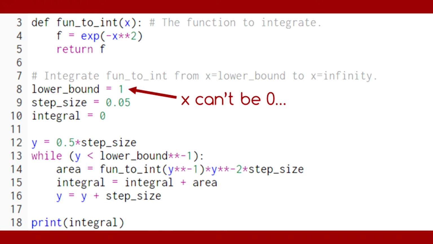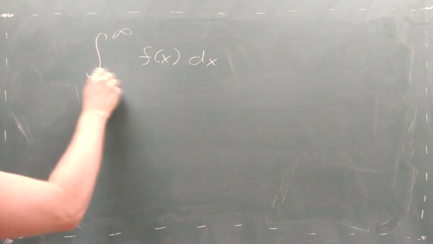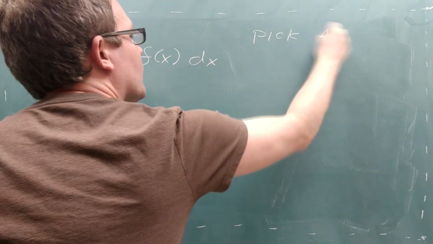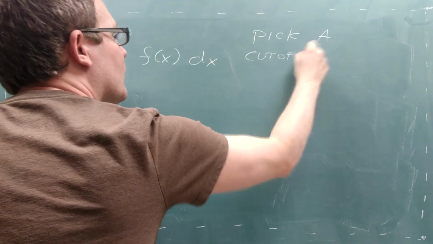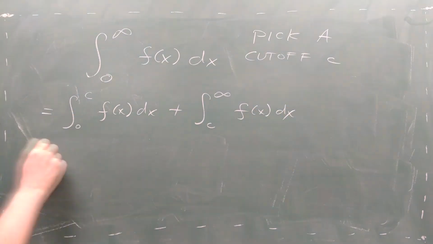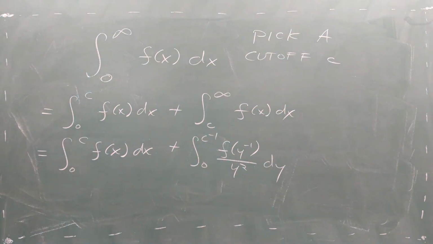Now, it's important to note that this code won't work if your lower bound for x is 0, because then you end up with an infinite upper bound for y. Instead, to handle integrals from 0 to infinity, we need to break up the integral at a cutoff point. The location of the cutoff point is up to our choosing. We evaluate the integral from 0 to the cutoff in the usual way, and then apply our inverse transformation to the integral from the cutoff to infinity.